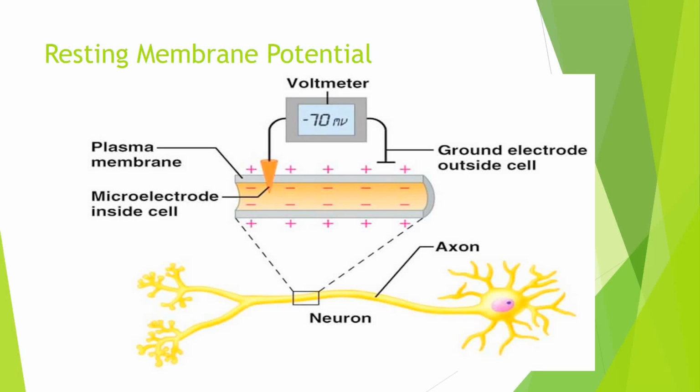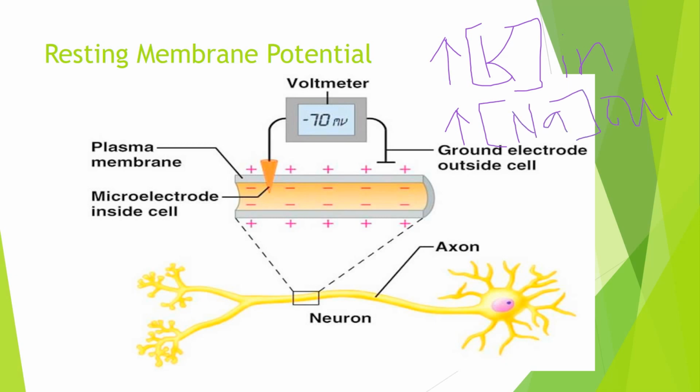As a reminder, resting membrane potential. At rest, there's a higher concentration of potassium inside the cell, and a higher concentration of sodium outside the cell. The opposite is true then for potassium, we have a lower concentration outside the cell, and a lower concentration of sodium inside the cell.